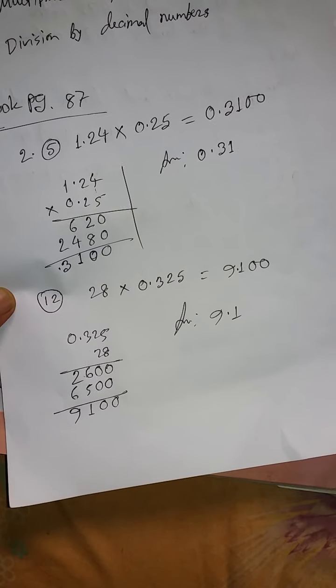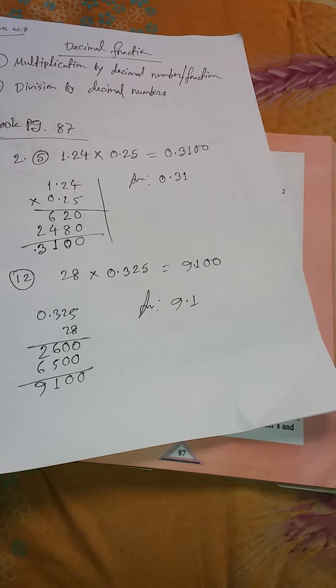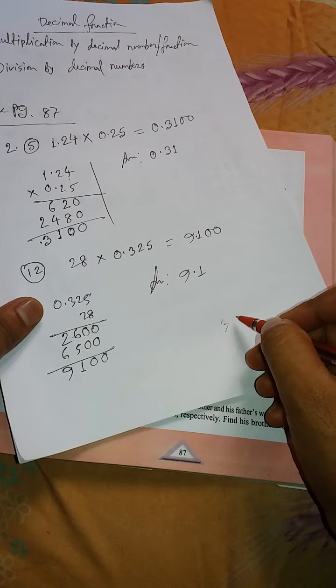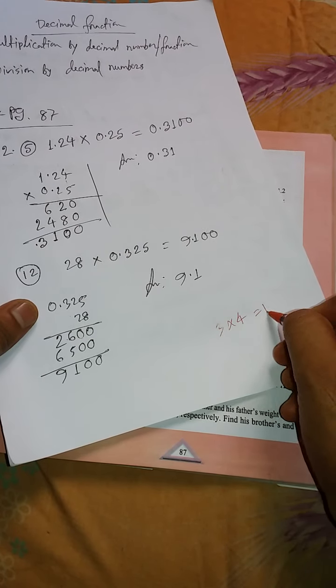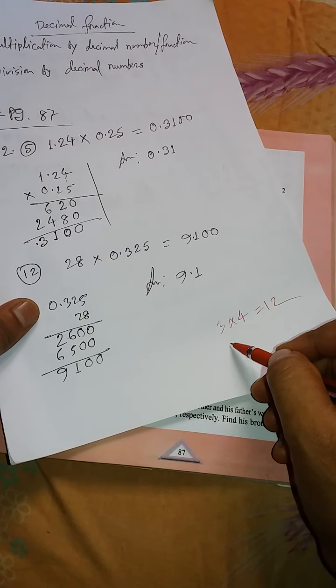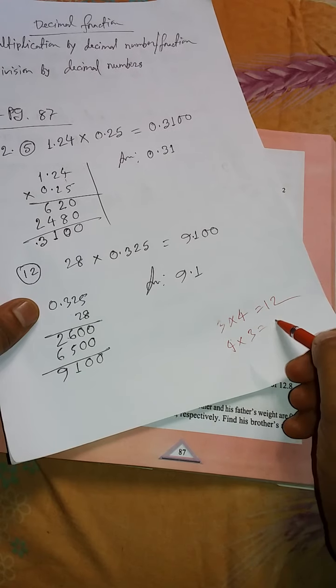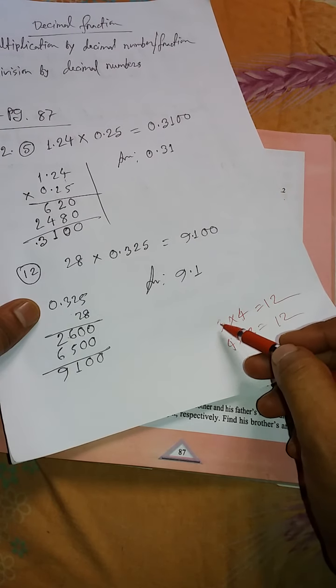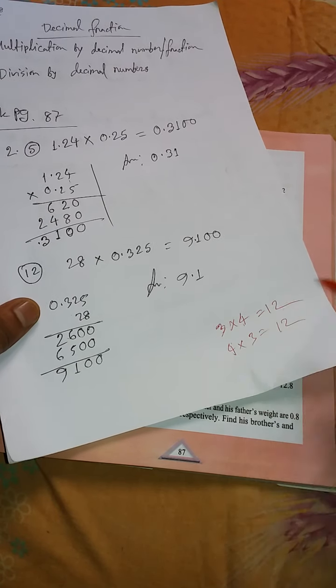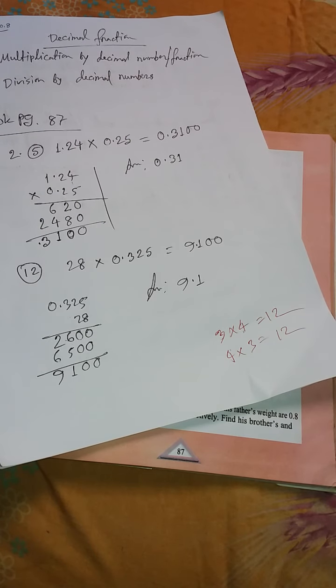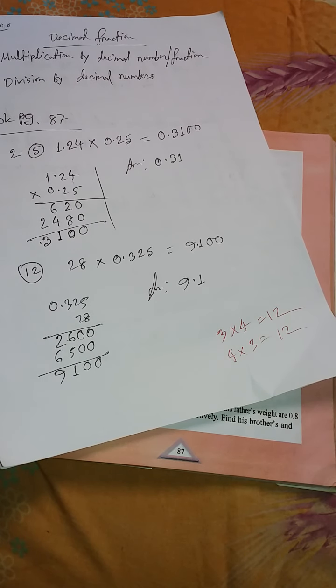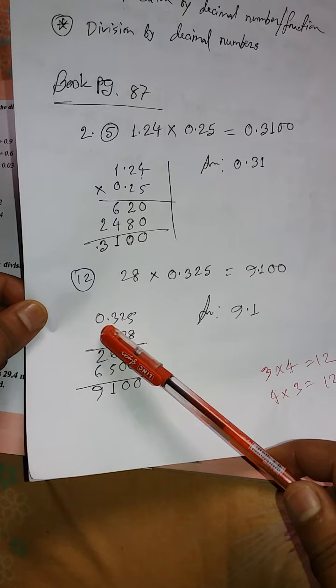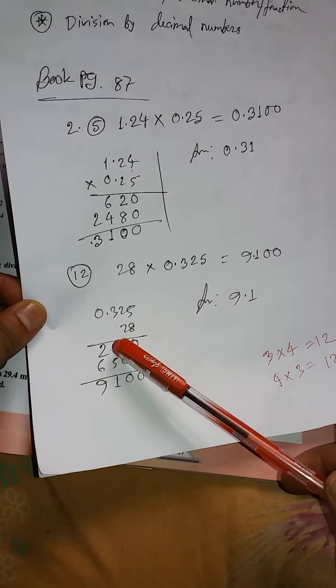If you multiply 3 into 4, look here, 3 into 4, how much? 12. But if you write 4 into 3, that will also be 12. I mean, if they change the place of the multiplicand and multiplier, the product will be the same. So I wrote it here so that it will be easy for us.